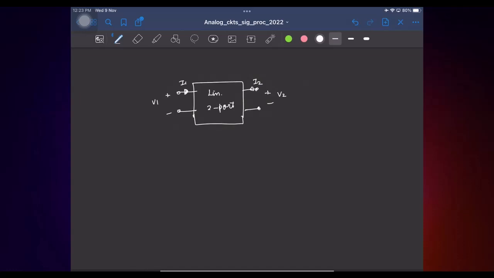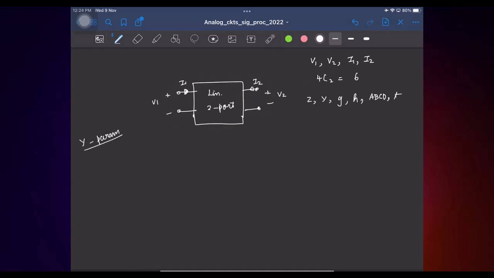So the notion was simple, right? You had four variables, V1, V2, I1, I2. You choose two of them to be independent, two of them to be dependent. So you have 4C2, which is 6 possible combinations, and that's why you have Z, Y, G, H, A, B, C, D, or something. 6 possible parameters. Okay. So let's say you take Y parameters.